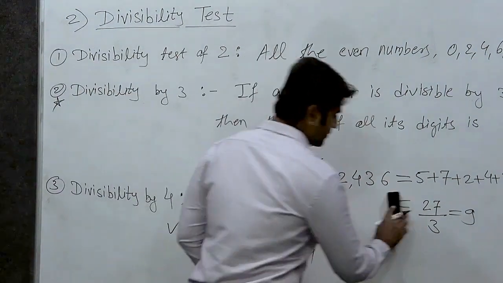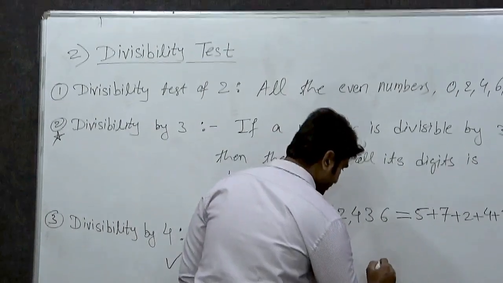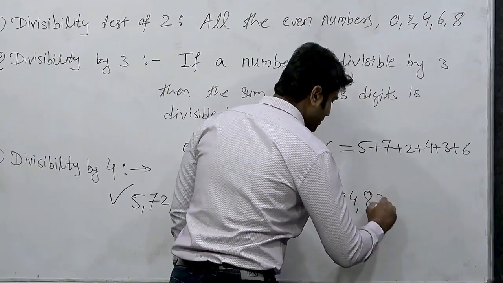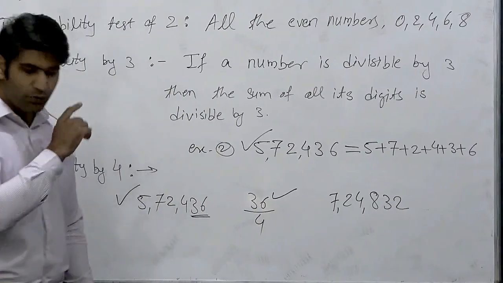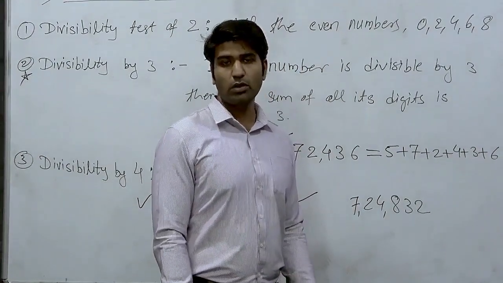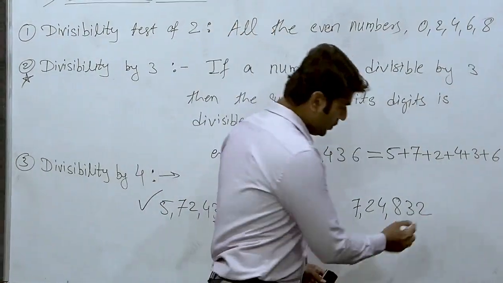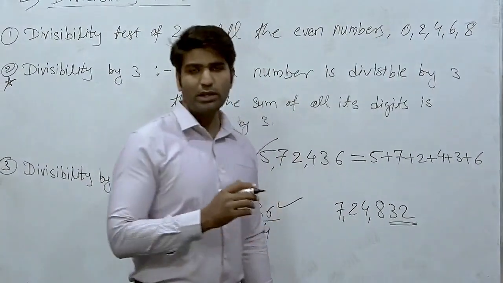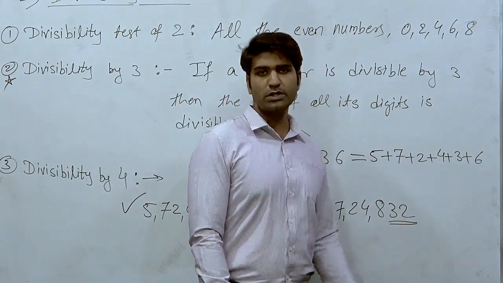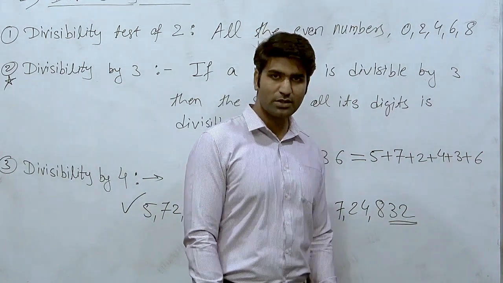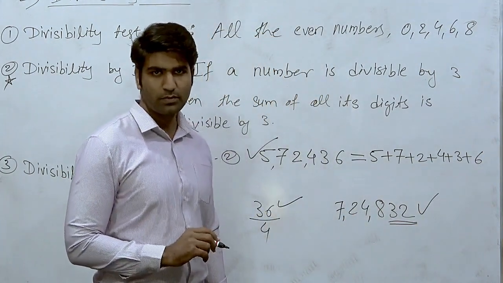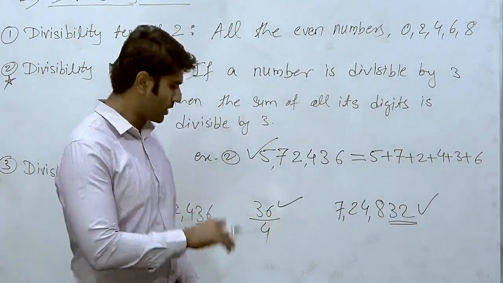Let's say another example: 7,24,832. Whether the given number is divisible by 4 or not. What should we do? We check only the last two digits. Last two digits are 32. So 32 is divisible by 4. Yes, 32 is divisible by 4. Then the whole number is divisible by 4. Okay, next one.